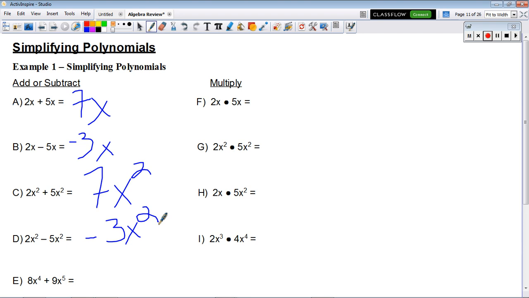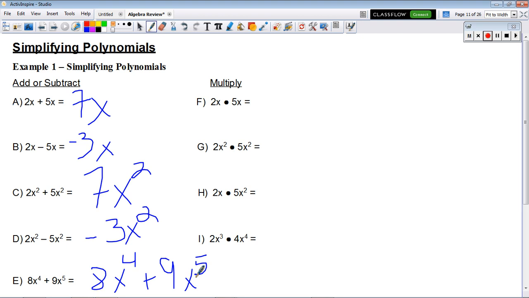So because the exponents are different, these are not like terms, so I cannot add these together. So the answer to this is simply just the question, 8x to the 4th plus 9x to the 5th. So that's the answer for part E. And that's just some different things involving addition and subtraction.